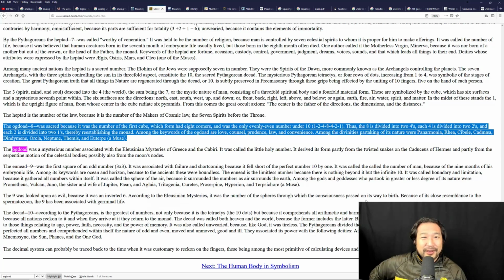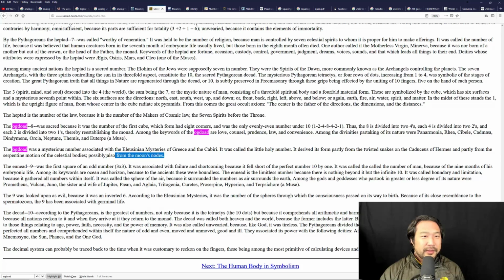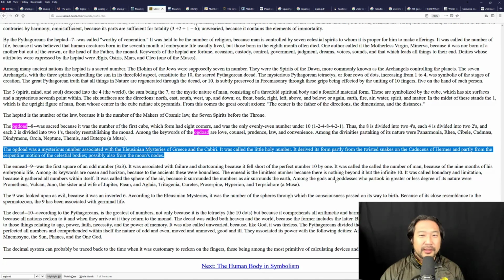Among the keywords of the Ogdoad are love, counsel, prudence, law, and convenience. Among the divinities partaking of its nature were Paramonia, Rhea, Cybele, Cadmia, and, I'm sorry, I'm killing these names, Denimi, Orchia, Neptune, Thymus, and Euterpe, a muse. The Ogdoad was a mysterious number associated with the Eleusinian mysteries of Greece and the Kabiri. It was called a little holy number. It derived its form partly from the twisted snakes of the Caduceus of Hermes and partly from the serpentine motion of the celestial bodies, possibly also from the moon's nodes. And of course, we'll probably get to that part as well.